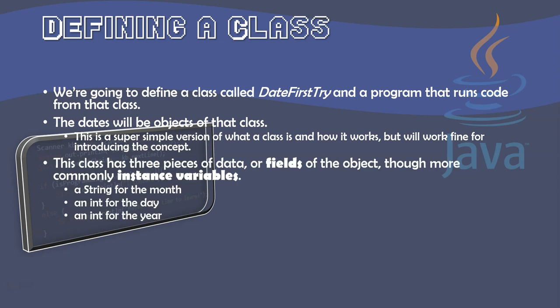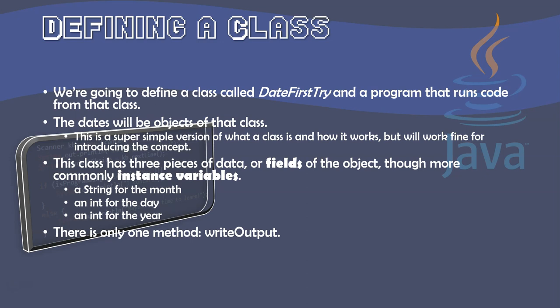Now, a class in this case is going to have three pieces of data. These pieces of data are sometimes referred to as fields of the object, though more commonly you'll hear the term instance variable thrown around. We're going to have a string for the month, an integer for the day, and an integer for the year, because that's the typical format we can use.